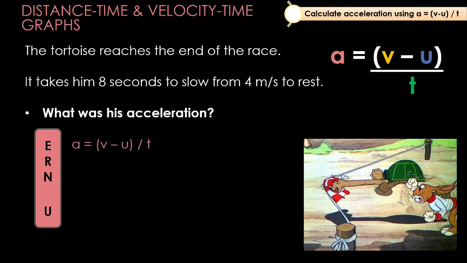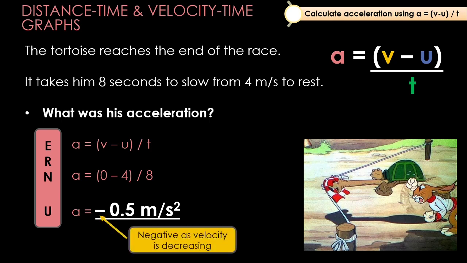The equation again is a equals v minus u over t. We don't need to rearrange it. The numbers we're going to put in, now this is where people often fall down, and you may well have made this mistake yourself. The final velocity, the v, is 0. He's coming to rest. He's slowing down to a stop. So his final velocity is 0. The velocity at the start of the time period we're looking at was 4. So we're doing 0 minus 4. Time taken was 8 seconds. So 0 minus 4 over 8, which is minus 4 over 8, which means that the acceleration was negative 0.5 meters per second squared.